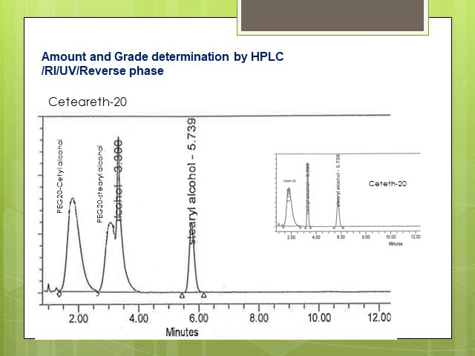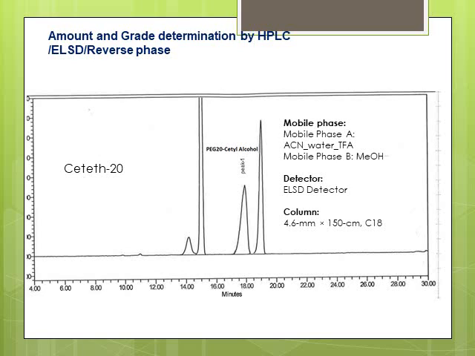The next method is HPLC with an ELSD detector. In this case, mobile phase A is acetonitrile-water with TFA, and mobile phase B is methanol. The detector is ELSD, and the column is a C18. This is the chromatogram of a pharmaceutical dosage form that has Ceteth 20 in it. The Ceteth 20 peak, which is a peak of 20 cetyl alcohol, is well separated from other excipients in the formulation, and we see a peak near 18 minutes.